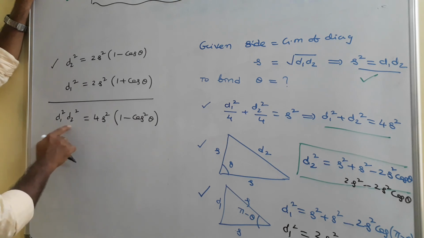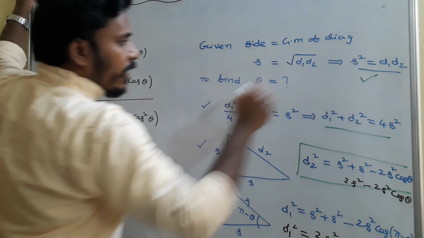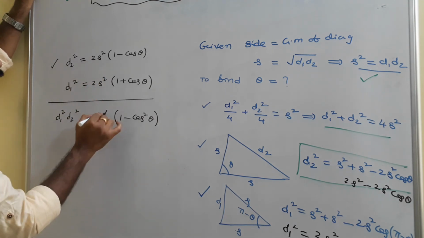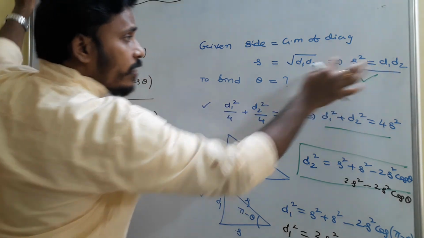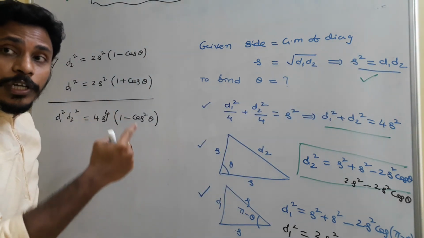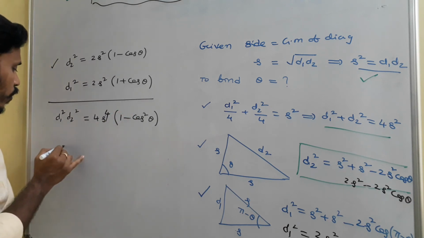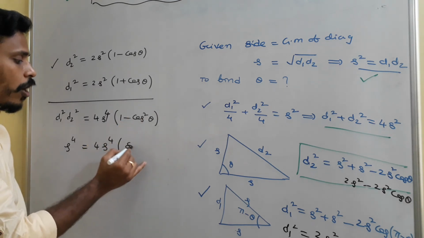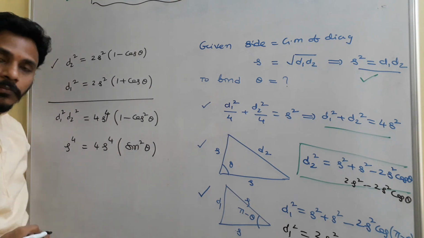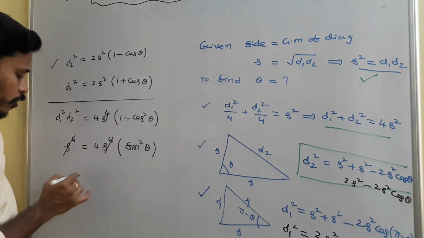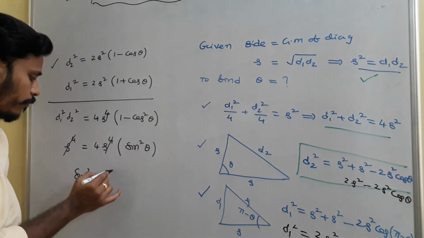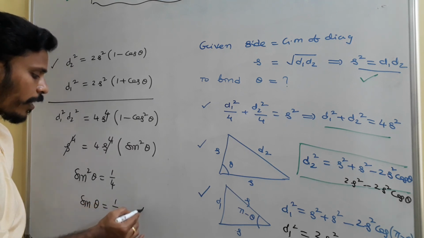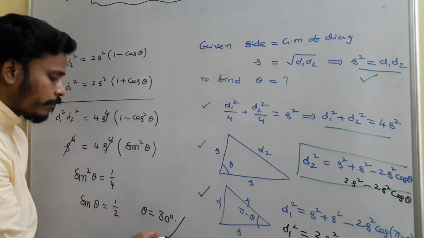Another way of solving. And d1 d2 is s square. So while multiplying, 2 times 2 is 4, and s square into s square gives s power 4. Here again d1 d2 is s square, and d1 square into d2 square is again s power 4. So replace this with s power 4. s power 4 is equal to 4s power 4 into 1 minus cos square theta, which is nothing but sin square theta. So s power 4 will get cancelled. So sin square theta is simply 1 by 4. Since sin square theta is 1 by 4, sin theta is equal to 1 by 2 and theta is equal to 30 degrees. There ends the problem.